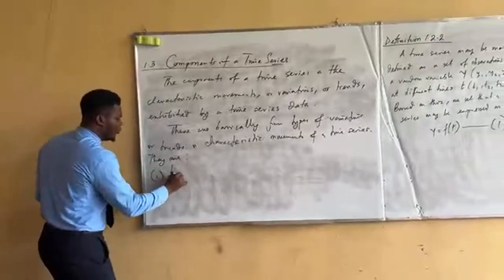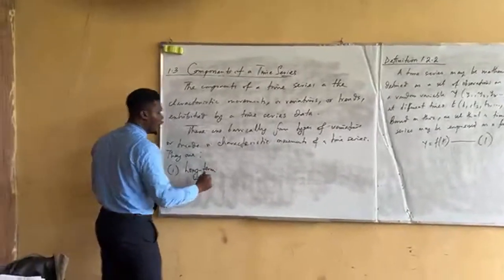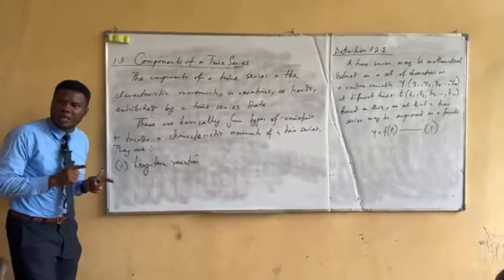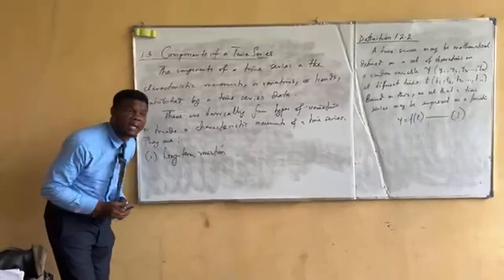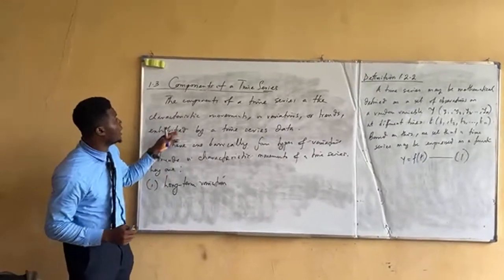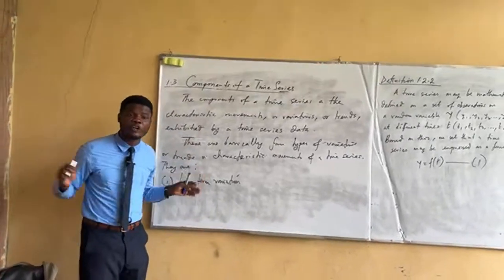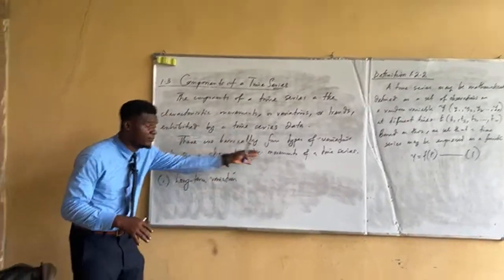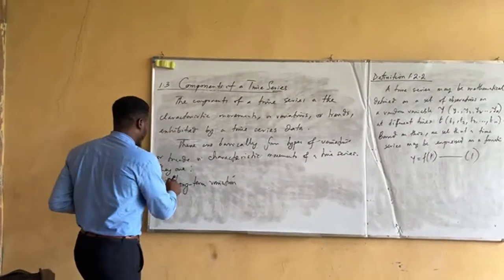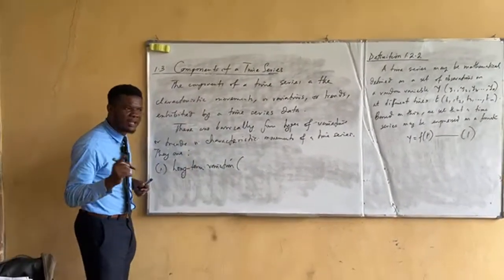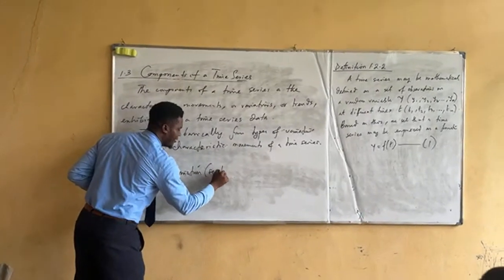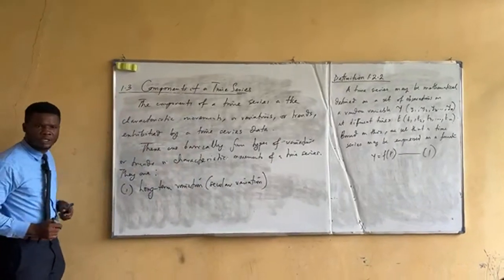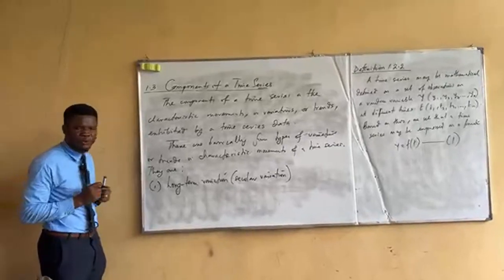Now, they are: one, we have what we call long-term variation. If you call them long-term variation, I hope you know you can also call them long-term trend or long-term movement. Is it clear? So if you don't write long-term variation, you can call it long-term movement. If you don't call it long-term movement, you can also call it long-term trend. Another name for long-term variation is secular variation. That is the first time series component.